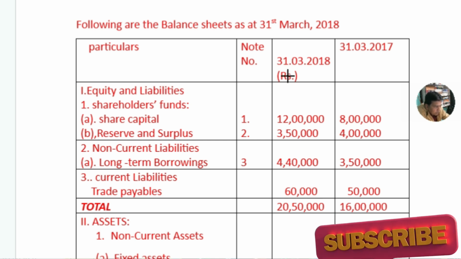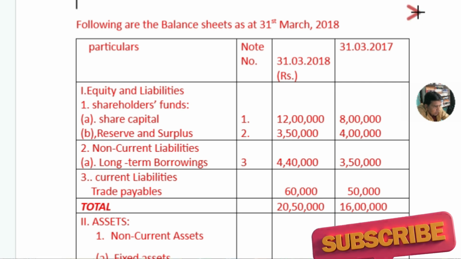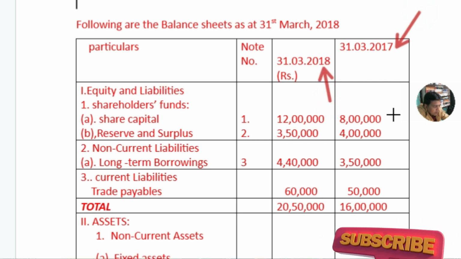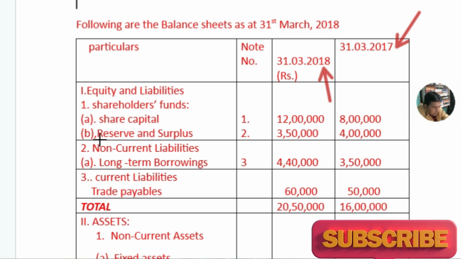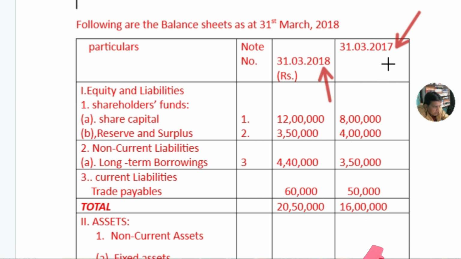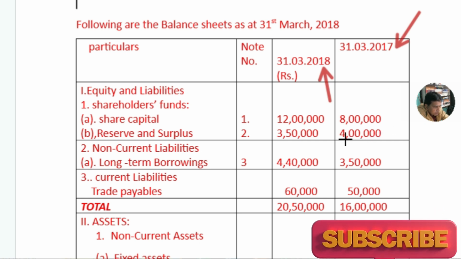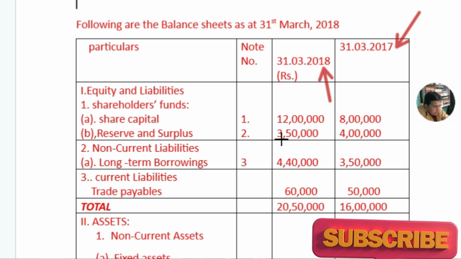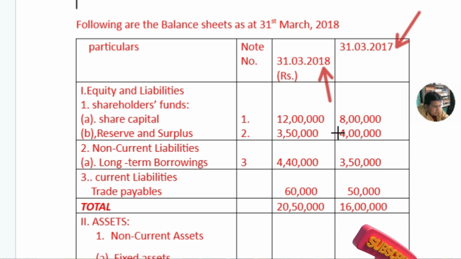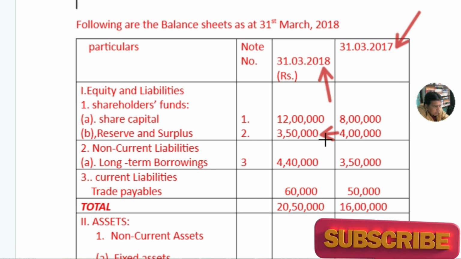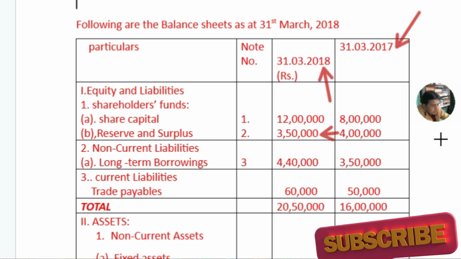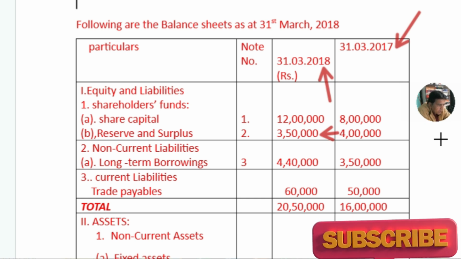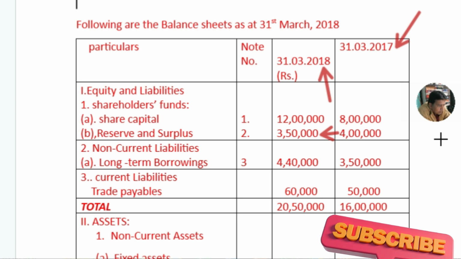So here the two years' figures, 2017 and 2018, are given. The reserve and surplus amount in the year 2017 was rupees 4 lakh, and in the year 2018 it is rupees 3,50,000. Here it is a decrease in the balance of profit by 50,000, so that the difference represents the negative balance. Negative balance means the loss amount of profit.